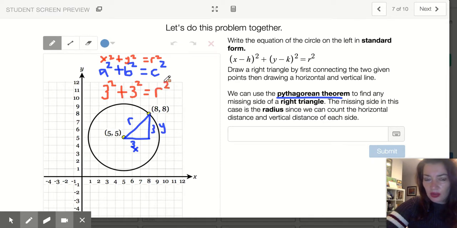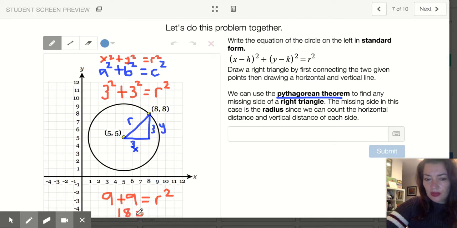Simplifying this equation, 3 squared is 9. I'm going to write it below here. So 9, and another 3 squared is plus 9, is equal to r squared. Now we just need to combine 9 and 9, which is 18. So r squared equals 18.